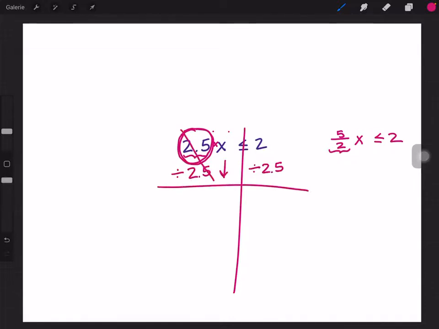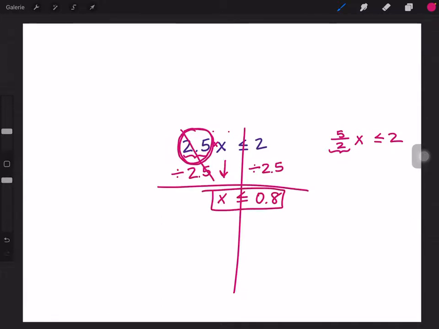So I bring down my x. I keep the same sign. 2 divided by 2.5. I'm going to need Desmos for this. If I type that all into Desmos, I should get 0.8. So that's my answer.